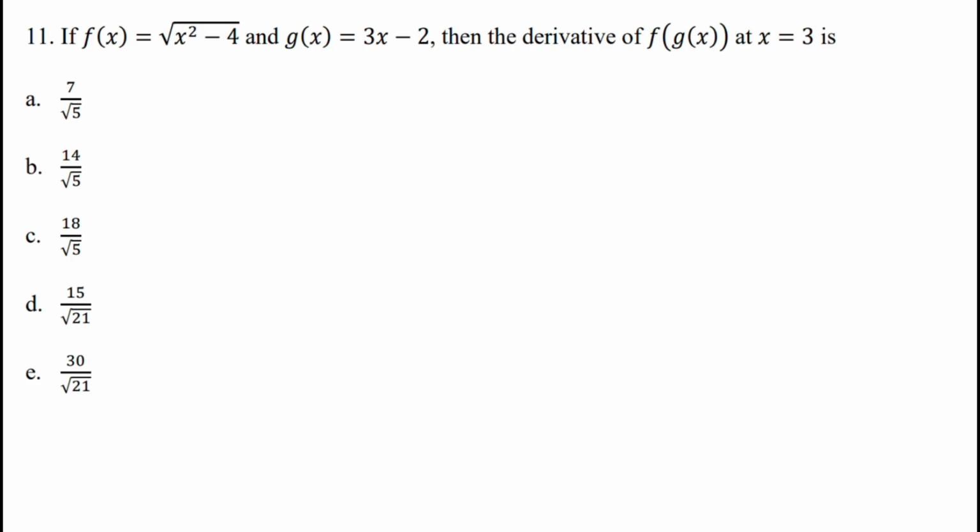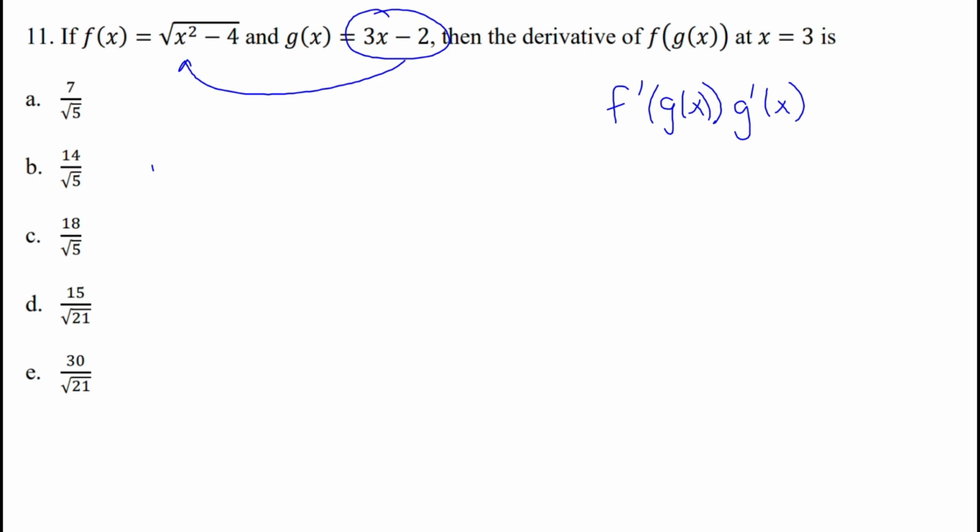For number 11, we've got two functions, f of x and g of x, and we want the derivative of the composition of them. So one option is to do just the chain rule, f prime of g of x times g prime of x. And so we can just evaluate the derivative of f at g of x, and then multiply that by the derivative of g. But I think in this case, it's easier to just actually do the composition. F of g is just the square root of 3x minus 2 squared minus 4.